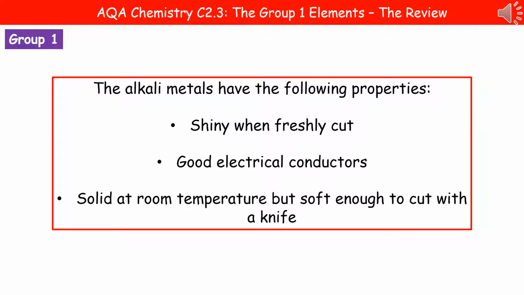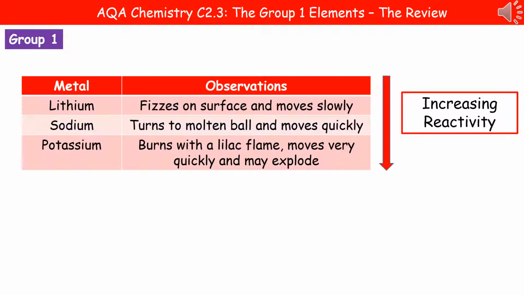So if we consider the properties of our alkali metals then, first of all, they're shiny when freshly cut, and hopefully you saw that in a demonstration in class. They're also good electrical conductors, and they're solid at room temperature, but what you find is that they're actually soft enough to be able to be cut with just a scalpel or a knife. And hopefully again you saw that demonstrated in class for you.